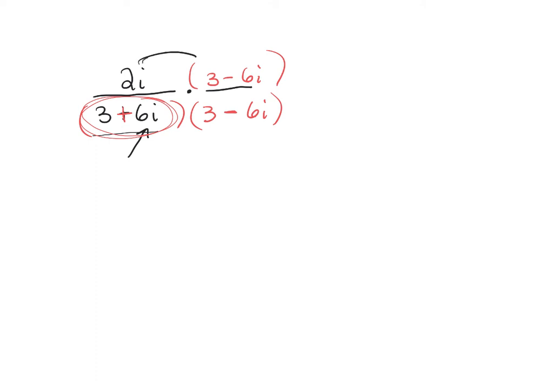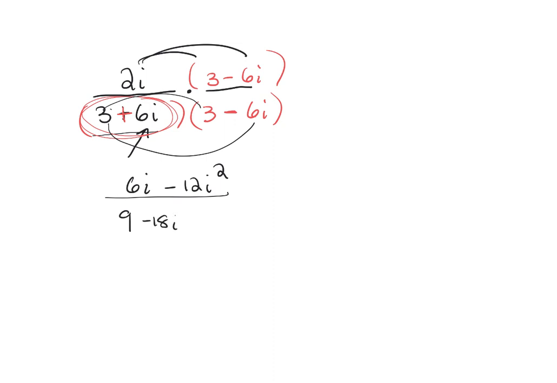So my numerator, I can distribute. So that will go to 6i minus 12i squared all over, okay, my denominator, I need to FOIL. 3 times 3 is 9. Now I've got outside is negative 18i, and inside is positive 18i. When you are multiplying by complex conjugates, these middle terms are always going to cancel out, and that's kind of why we do this. Okay, and then I still need to multiply by last terms, which is minus 36i squared.